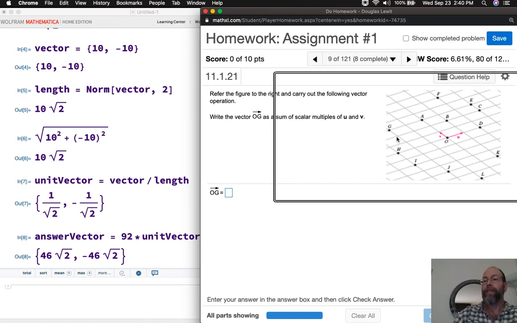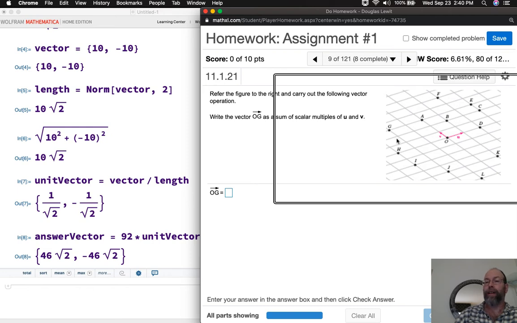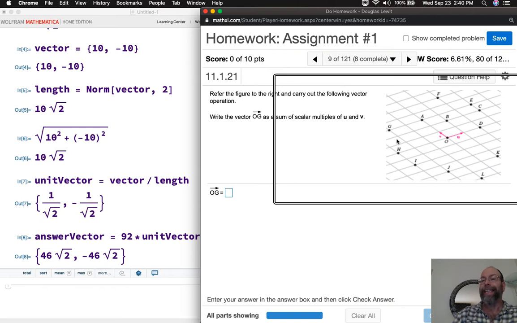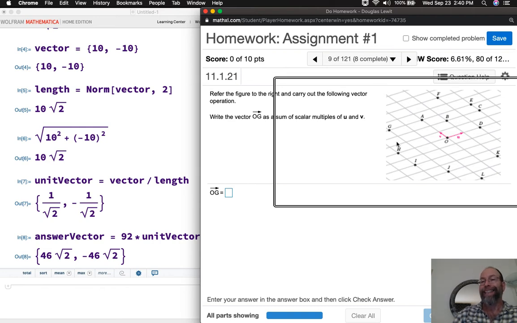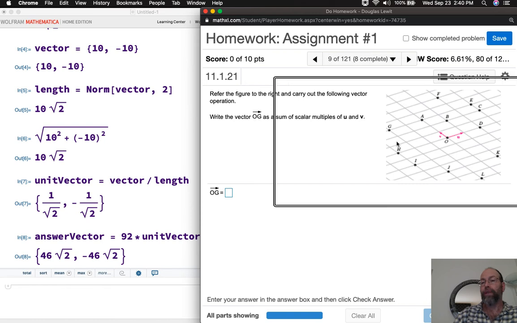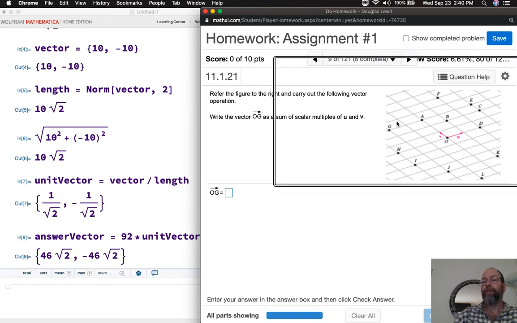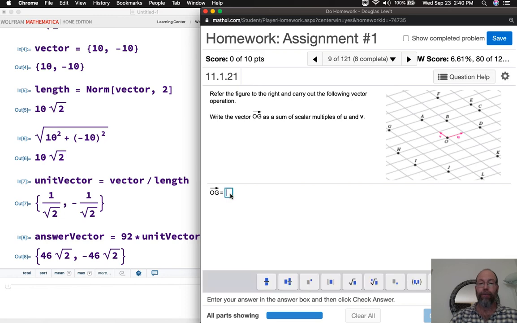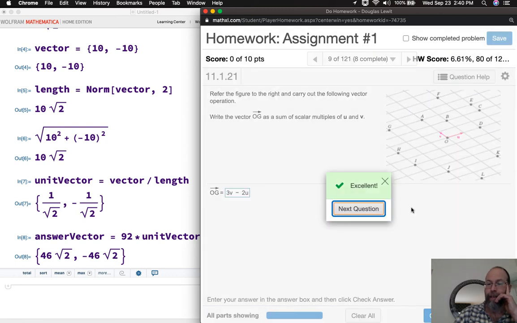So first of all, I would take u and put it in the opposite direction and multiply by 2. That's going to be negative 2u plus 3v. Negative 2u, that's this vector right here, and then 3v is this vector right here. So 3v minus 2u, and that's going to give us vector OG. Okay?